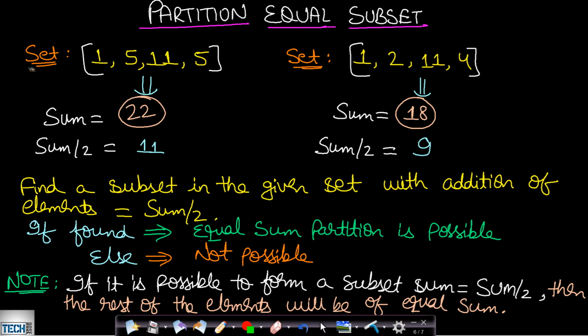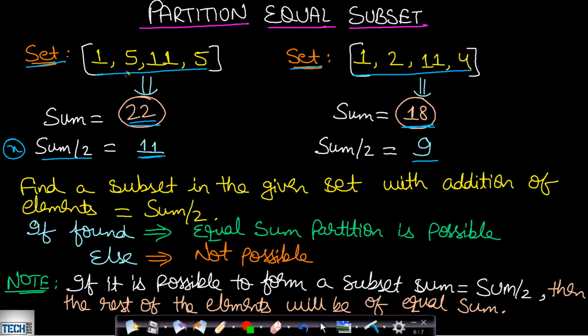In this case, let's say we are given two sets. So set 1 and set 2 both are having 4 elements and the sum values are 22 and 18. So the sum by 2 value, which will be nothing but our x value as I had shown earlier, will be 22 by 2, which will be 11, and this will be 18 by 2, which will be 9.